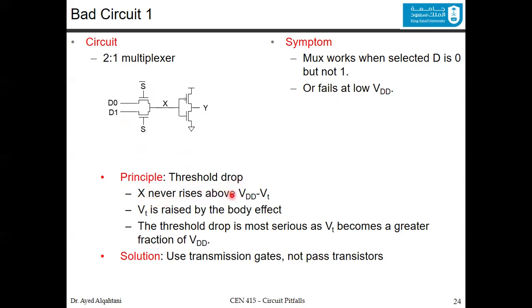The X never rises above VDD minus V threshold because of the degradation, and you don't have a PMOS. The V threshold is raised by the body effect as well, and the threshold drop is more serious as V threshold becomes a greater fraction of the VDD, so when the VDD becomes smaller, or the difference between them is very huge. The solution: use a transmission gate. So add the PMOS in both of them and avoid the pass transistor. This way you won't have these symptoms.